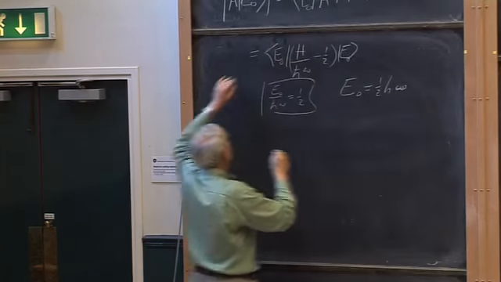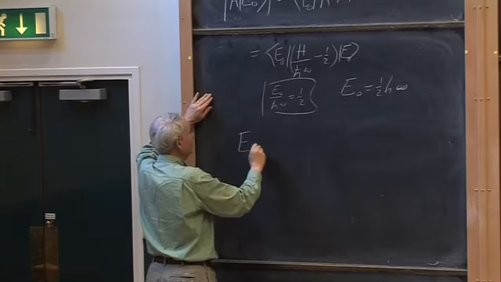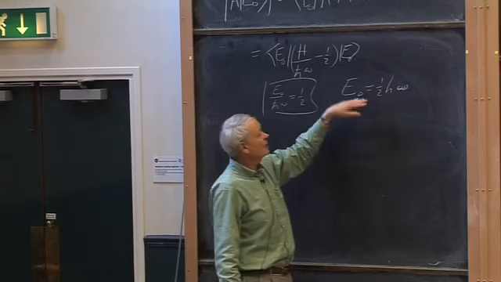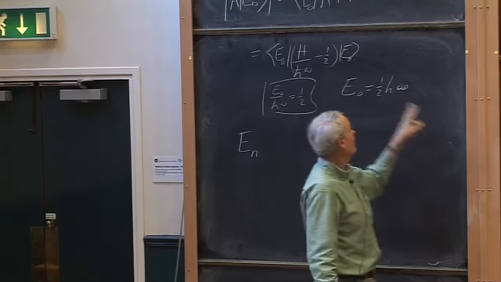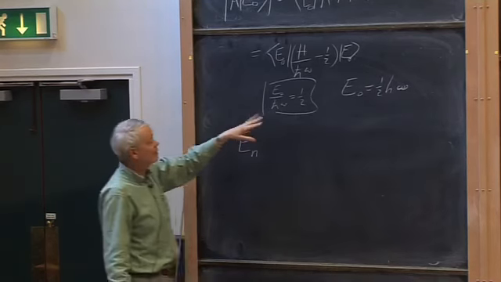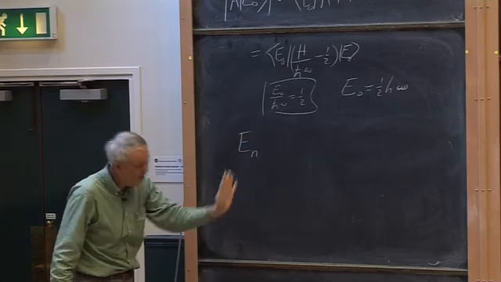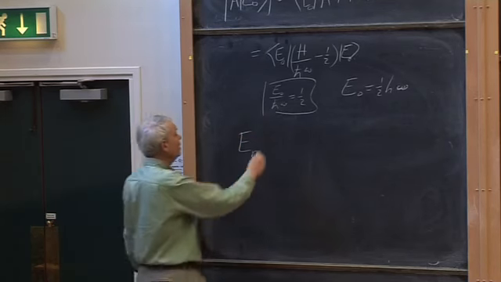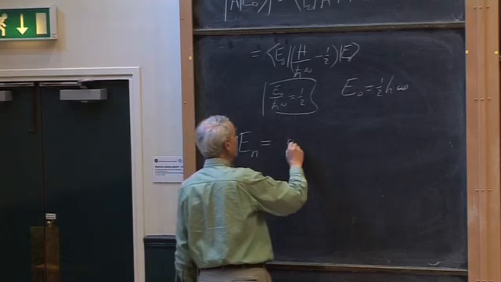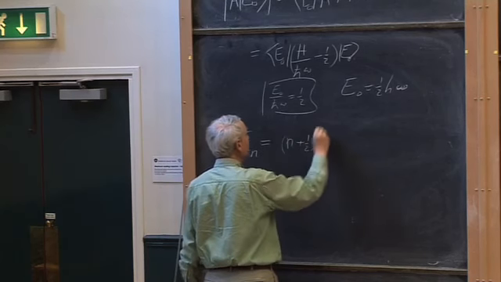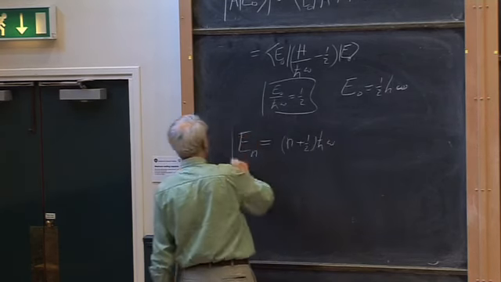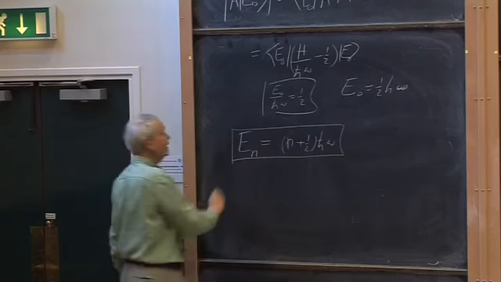And now we know what the general energy is because we know that we can make states of higher energy by applying A dagger to the ground state, moving up by h bar omega each time. The nth energy must be n plus a half times h bar omega. So we have found the allowed energies.